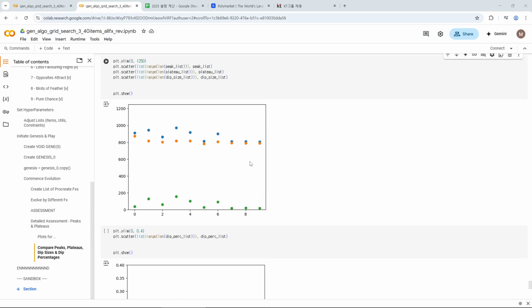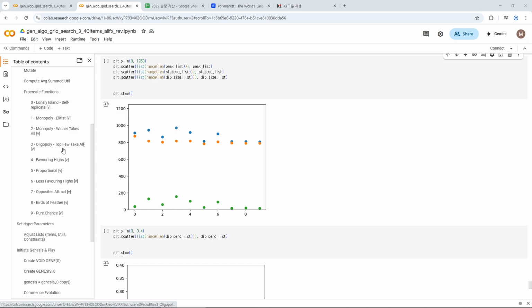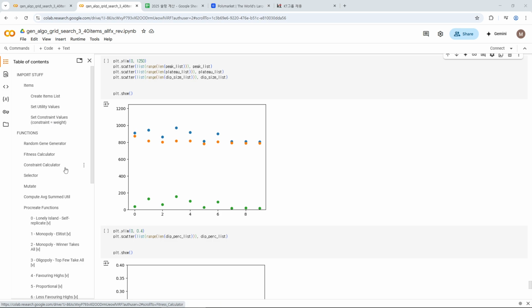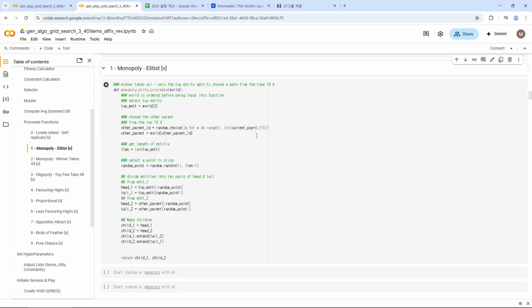And the biggest dips are created by the 4th procreate function, which is the oligopoly, and maybe the second biggest is the second one, the monopoly, which are 2 very similar procreate functions, because in monopoly elitist, parent 1 is always fixed to be the top entity, the head, and parent 2 is selected at random from the rest of the top 10% entities. Let me just check. Yeah, top 10%.